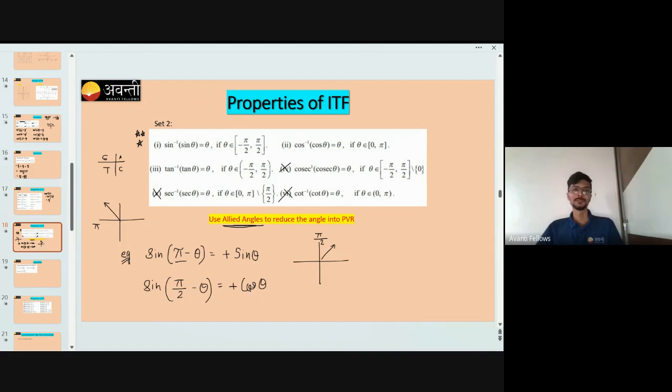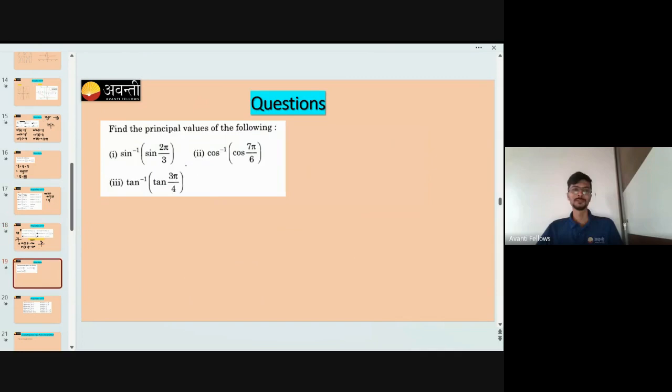So let us go into the next set of questions based on this property. Find the principal values. Again, the question is based on principal values, meaning I need to give an answer in the PVR. Now, let's take the first question. The first question is sine inverse of sine 2 pi by 3.